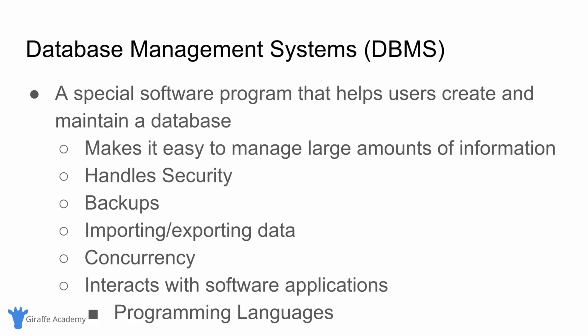So a database management system is a special software program that helps users create and maintain a database on a computer. So it makes it really easy for us to manage large amounts of information. So if you're a company like Amazon and you have trillions of pieces of information that you need to keep track of, well, the database management system can make it pretty easy for you to store trillions of pieces of information, right?